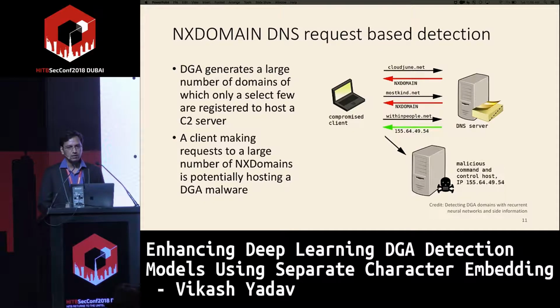So if in DNS traffic we can find a client that's making a large number of requests to unregistered domains, then it could be a potential sign of DGA malware infection, because a normal user would make 1 or 2 queries to an unregistered domain because of some typo or some other issue, but nobody would make 20 or 30 DNS requests to unregistered domains. This is a very good technique to detect DGA, but this is still a reactive approach.